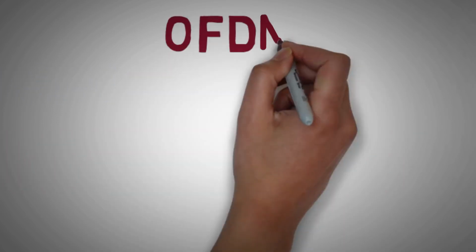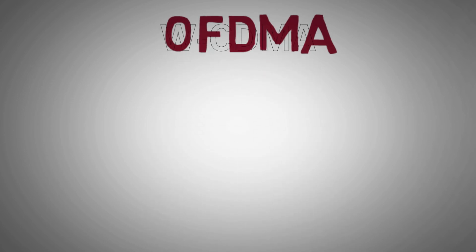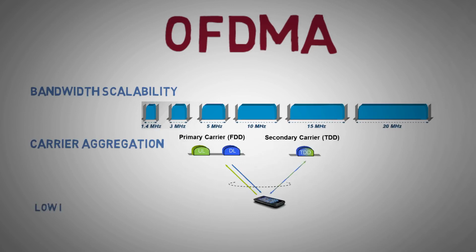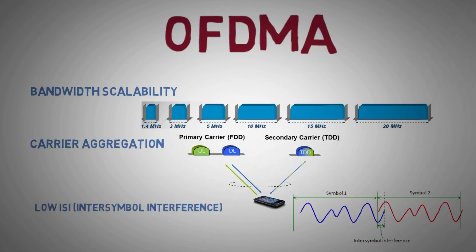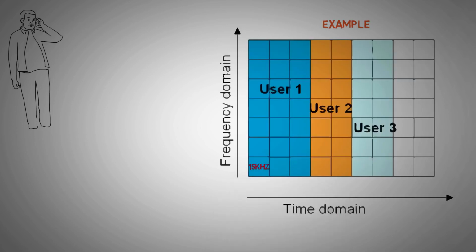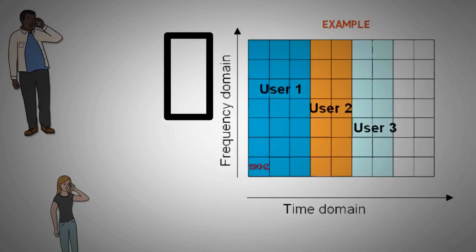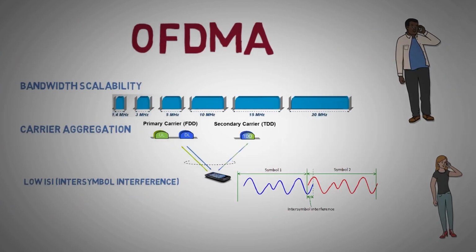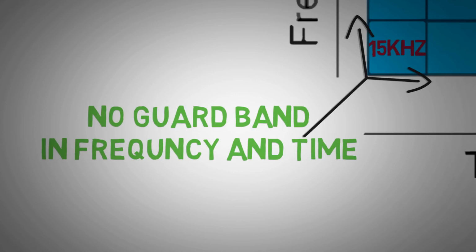OFDMA comes with several advantages over WCDMA like bandwidth scalability, carrier aggregation, low intersymbol interference. OFDMA uses orthogonal subcarriers equally spaced at 15 kHz. Users are provided a subset of these subcarriers for data transmission. Unlike FDMA or TDMA, OFDMA allows the users to access variable bandwidth depending upon the resource availability. Also, since these subcarriers are orthogonal, there are no guard bands between them.